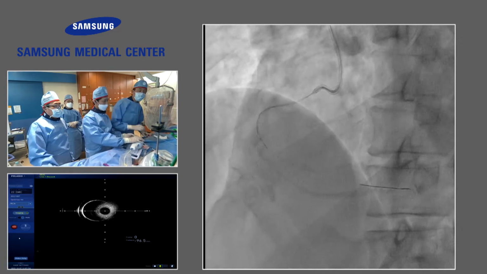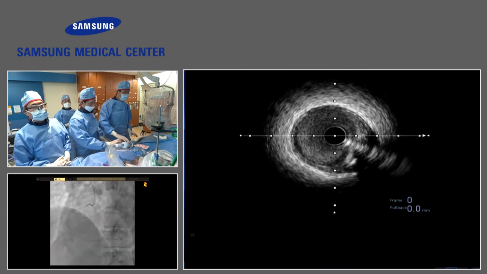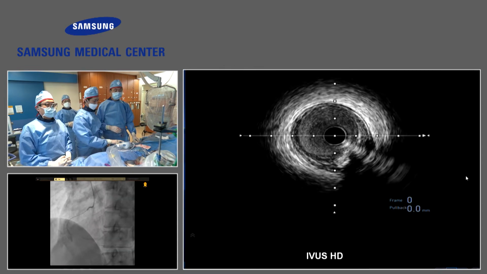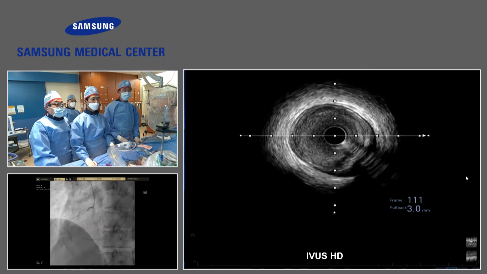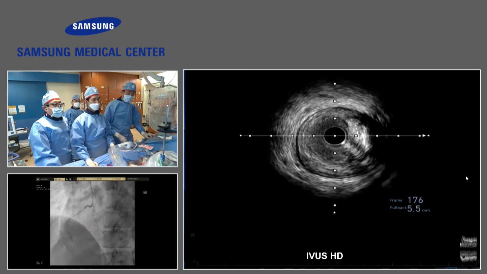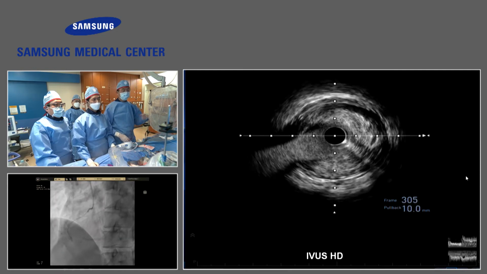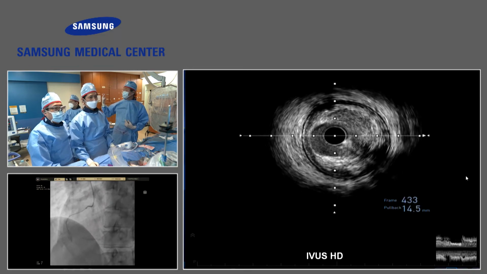Pullback 1mm, 1mm. IVUS on the screen, please. Okay. The CT showed anomalous origin. Angio showed anomalous origin. What's the benefit of CT? If there is a lot of calcium, maybe... volume 200 full drip.